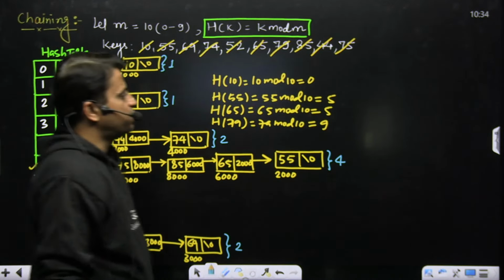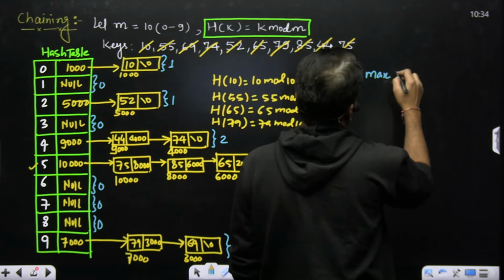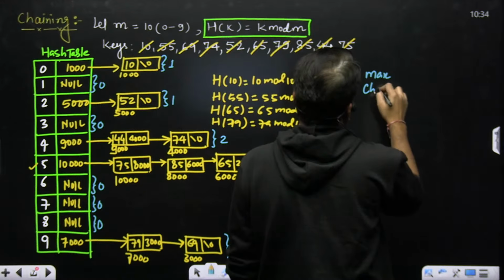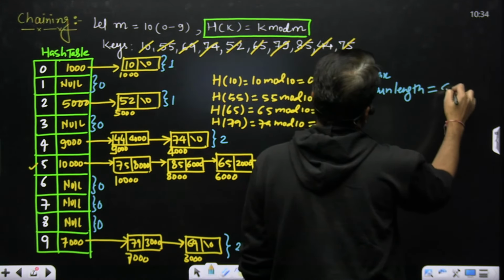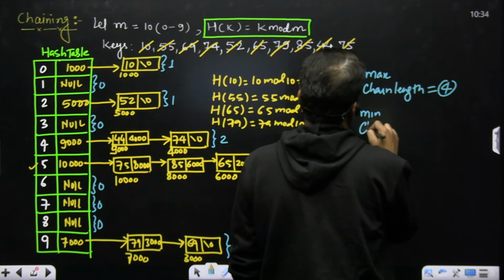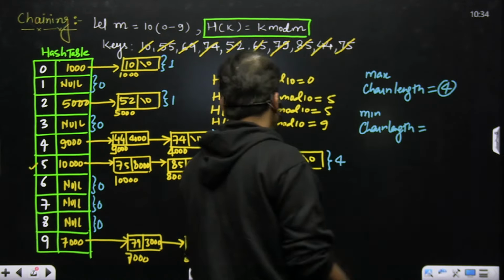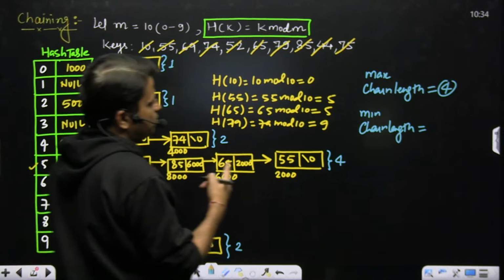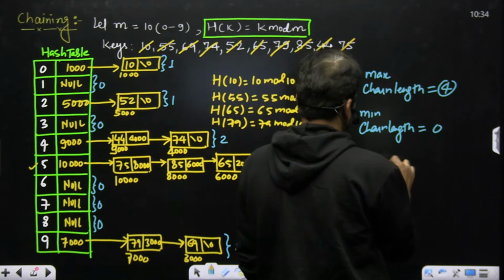What is the maximum chain length? You have to tell the maximum chain length. Maximum chain length equals, sir, 4. And what about, sir, minimum chain length? Sir, minimum chain length is 0, and average chain length.